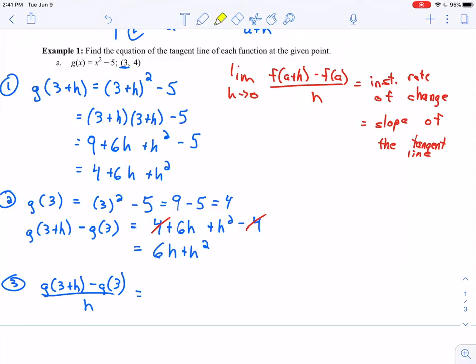So this piece right here is just what I found at the end of step 2. I'm going to take that and plug that into the numerator of this function here. So this is 6h plus h squared divided by h. And our goal is to simplify this as much as we possibly can. I see a common factor of h in the numerator, so I can factor that out. That'll leave me with 6 plus h divided by h.